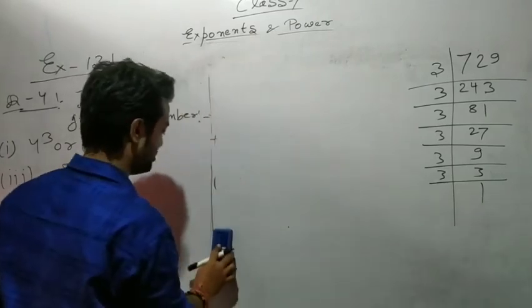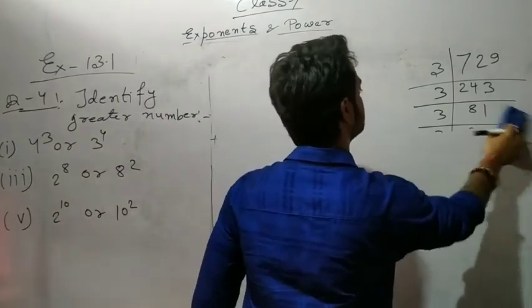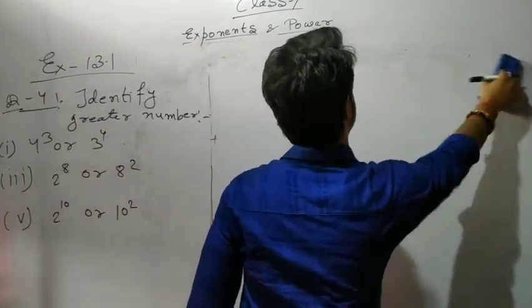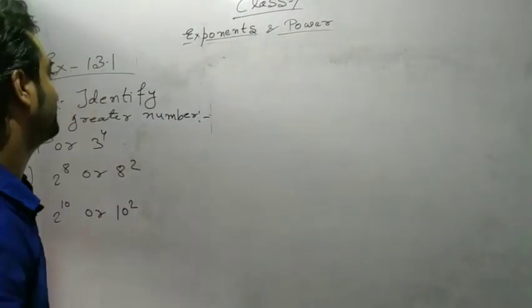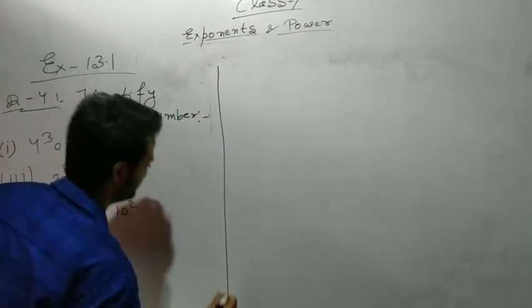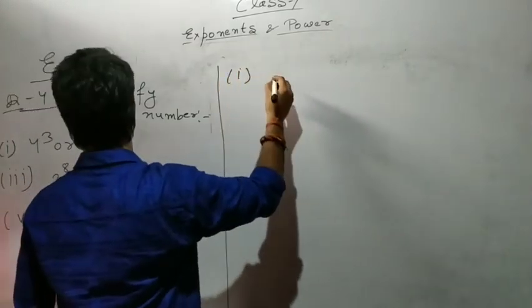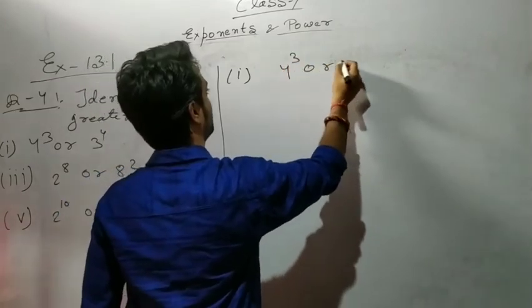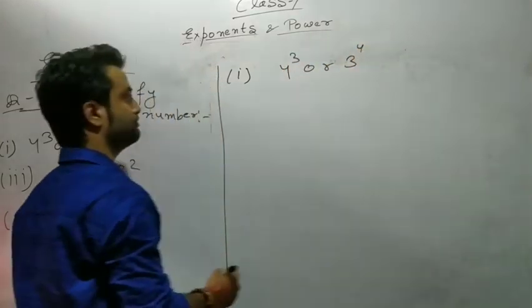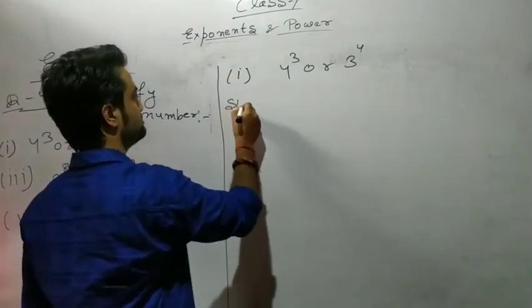Now I am erasing these all. I hope that you have noted it down. So let's draw another line now. So the first question, it is 4 raised to the power 3 or 3 raised to the power 4. Firstly, we will find out the value of each of these numbers.